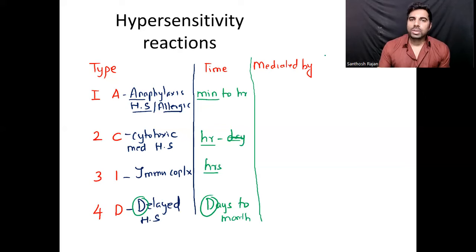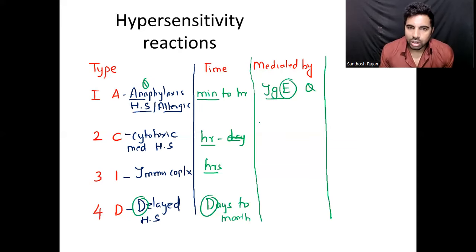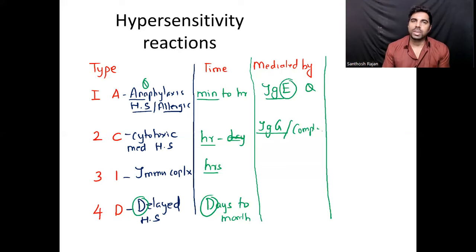Now, mediated by. Anaphylactic reactions are usually mediated by which one? IgE. This question was asked many times. Allergy means E will come. Cytotoxic is also most commonly mediated by IgG. G is important. I told you, God can do everything. God can do any hypersensitivity reaction. So G will be the most common one. And we also have complement mediated. It can be complement mediated, but G is the main one here.